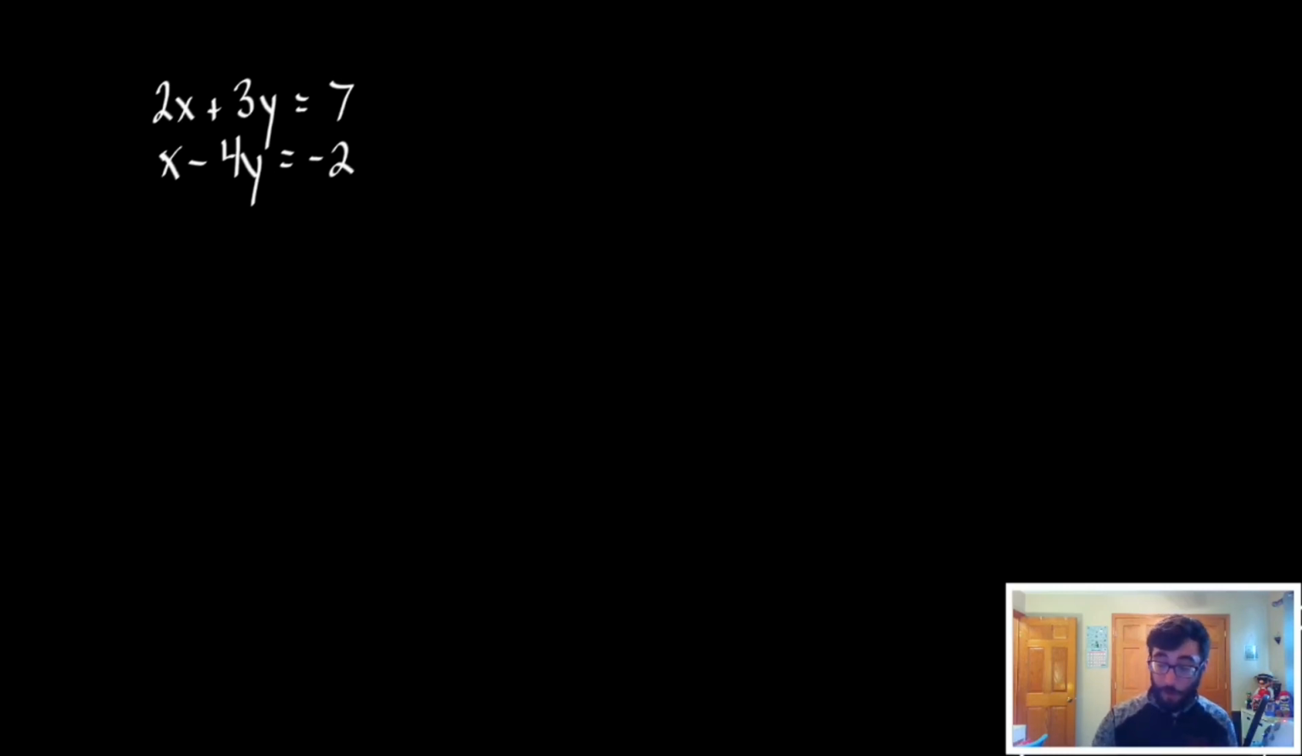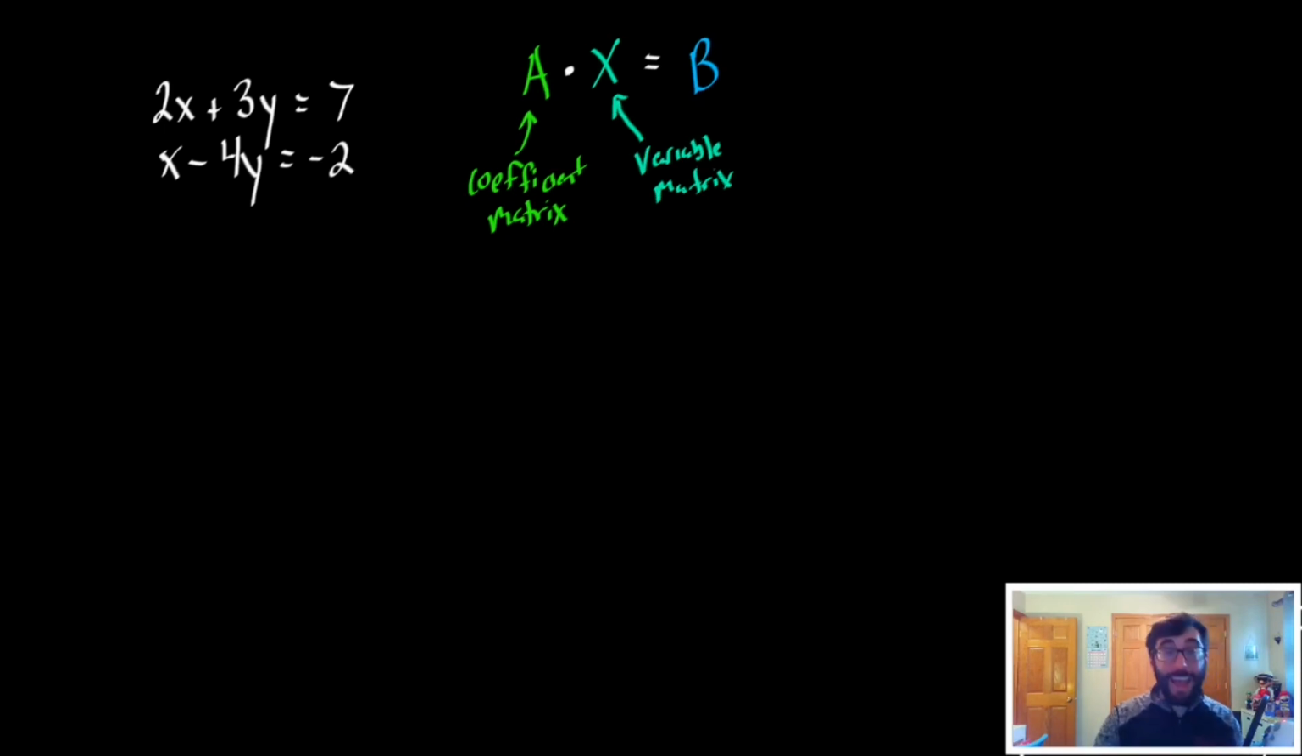When we solve a system using matrix equations, I'm always going to set it up as such: matrix A times matrix X is equal to matrix B. What do all those matrices mean? A is what I call the coefficient matrix, X is what I call the variable matrix, and B is what I call the constant matrix. Now we set up each of these matrices.